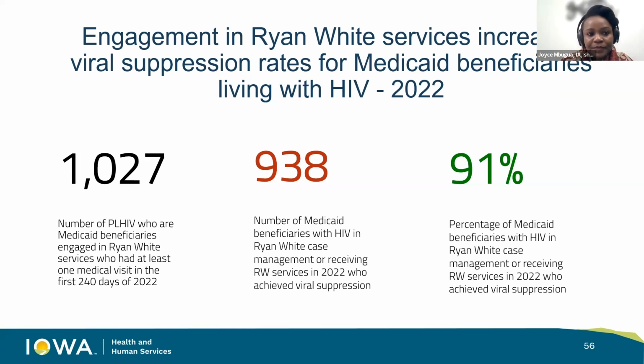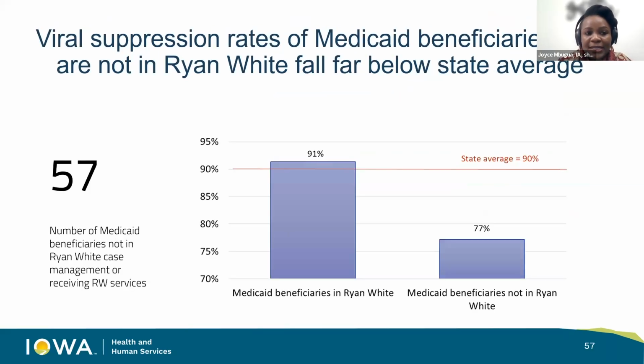Next slide, please. So when we took the next step to assess the rates of viral suppression for those who did not receive any Ryan White services, this is where we found our first gap in health outcomes and where we really were able to identify where we could take action. So we compared those to the viral suppression rates for those who received Ryan White services. Only 77% of those who are not in Ryan White services achieved viral suppression in 2022. So a definite gap and a definite disparity for us to work on.